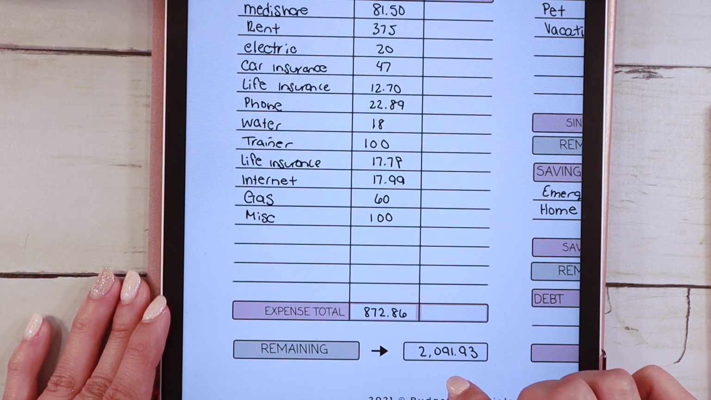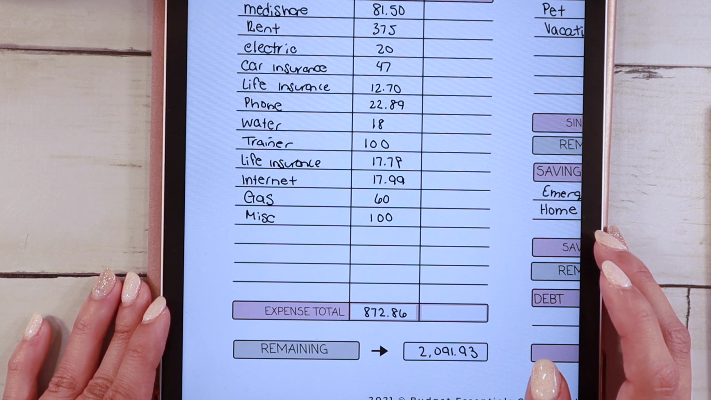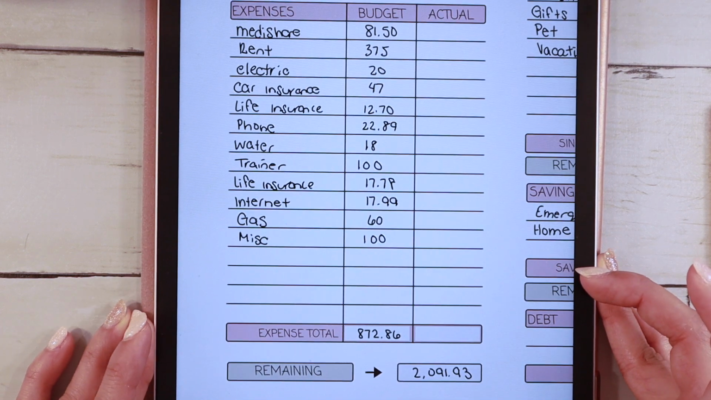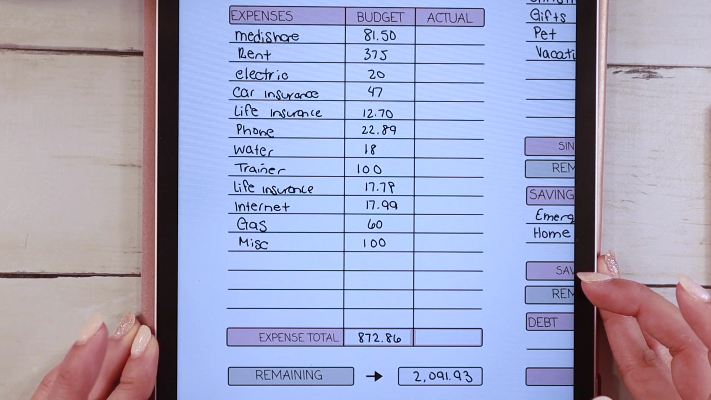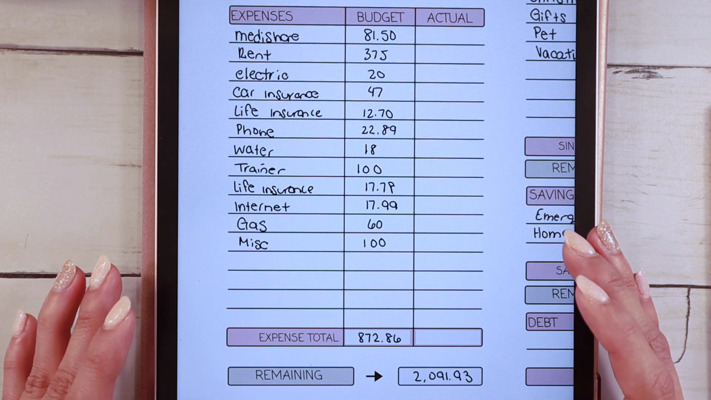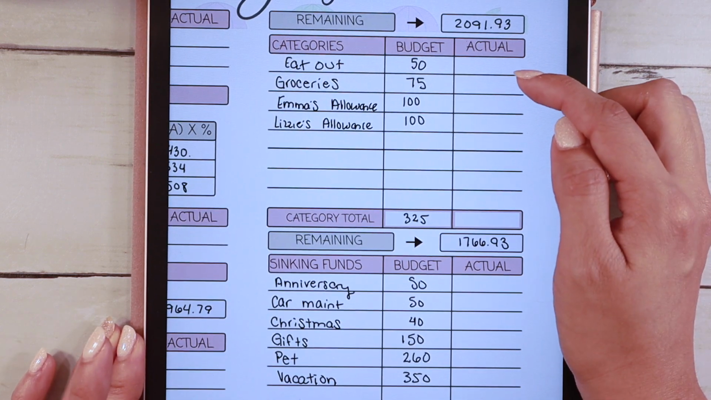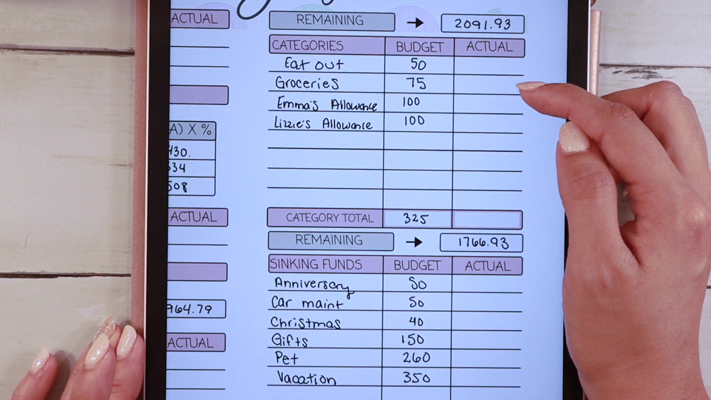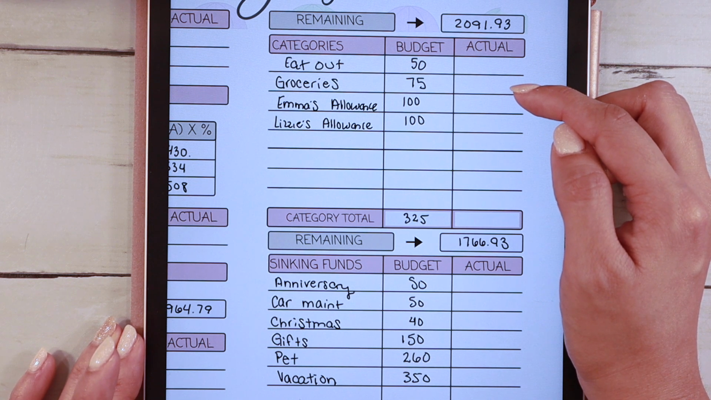$2,091.93. So the goal for your budget, remember, is you want to give every single one of your dollars a job. So that's why I really love the percentage formula, because it gives you a guide to really go in depth and focus on where you want your money to go. So now we just carry that number right up above, and now is where we get into our categories, and this is where I use the cash envelopes.